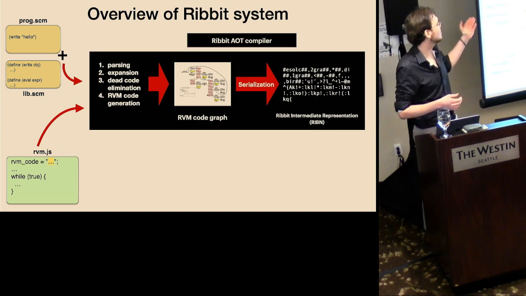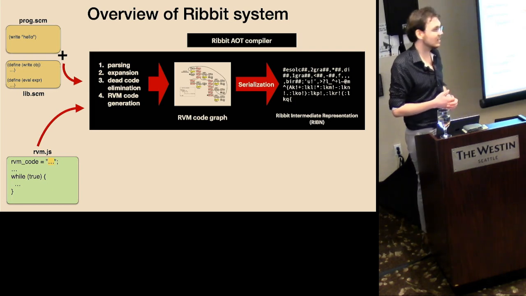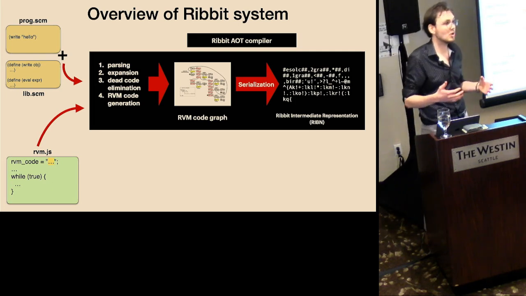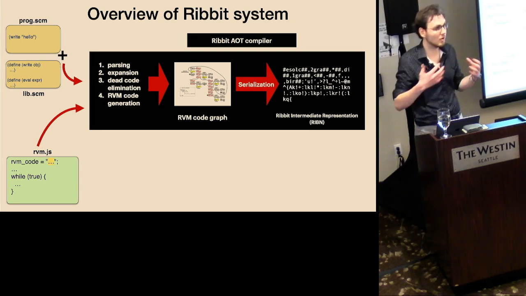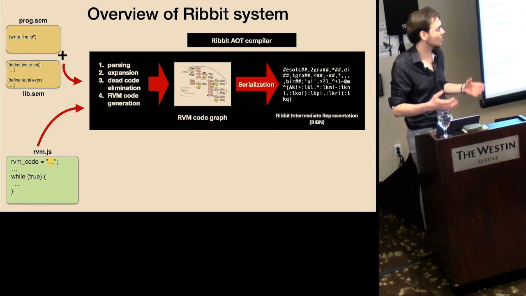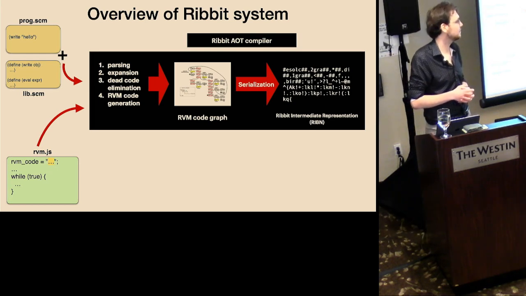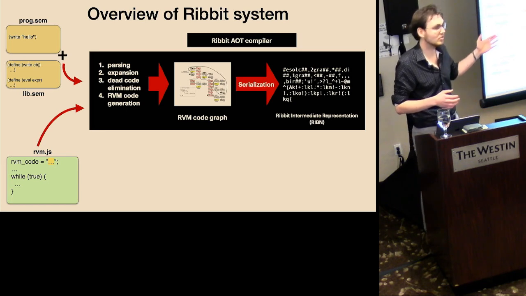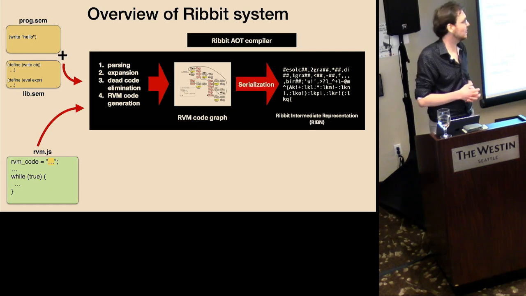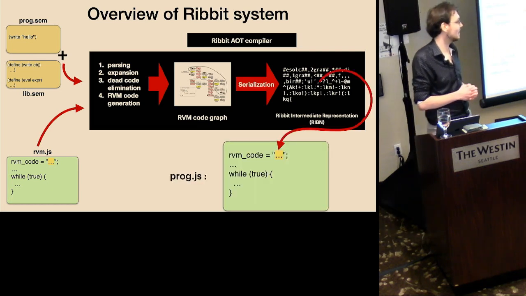So the Scheme is going to be parsed, expanded. There's going to be liveness analysis. And at the end, we are going to generate what we call the RVM code graph. It's a graph that contains the values as well as the whole code. I'll go more over what is contained inside this graph. Then we serialize this graph into the Ribbit intermediate representation that we call the ribbon. The ribbon is then going to be embedded inside our program.